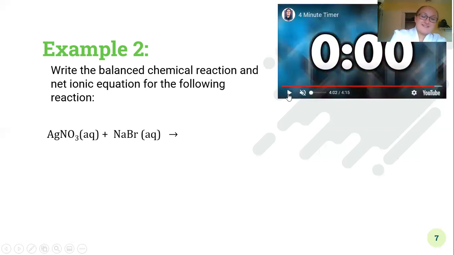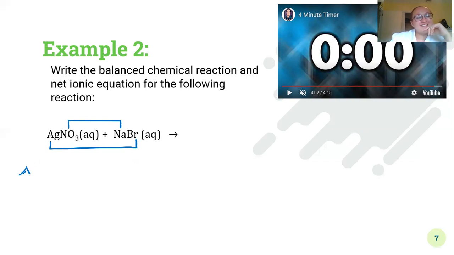All right, scholars, let's stop there and let's go over this together. So, silver nitrate reacts with barium bromide. I'm so silly, that's not barium, that is sodium bromide, to do something. And we're going to figure out what that something is. So we can do a little square dancing.